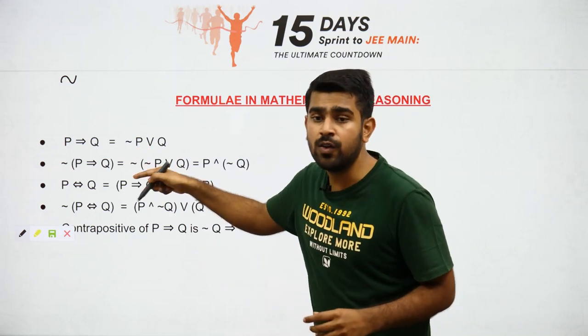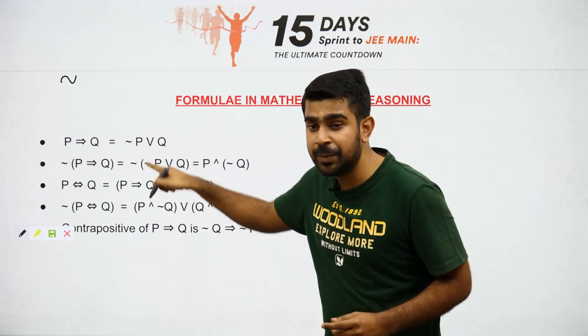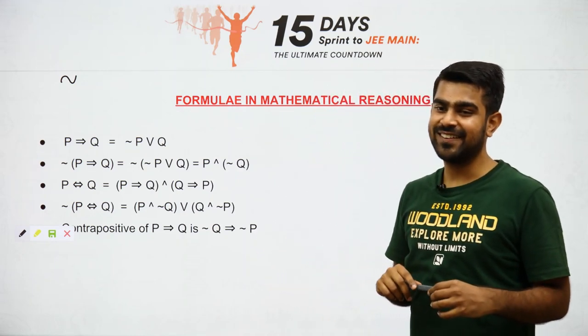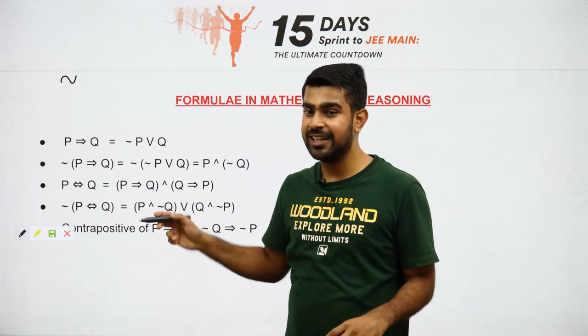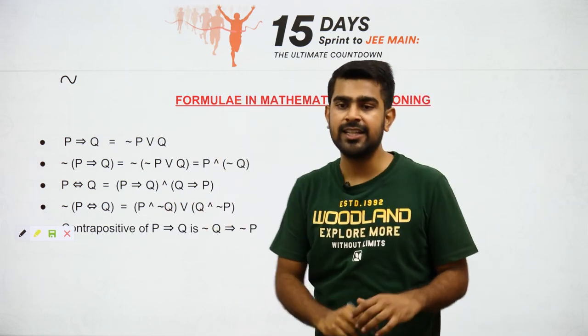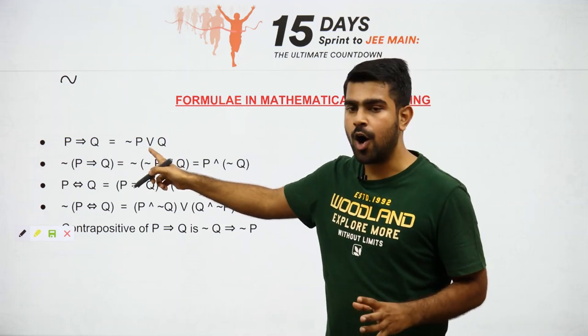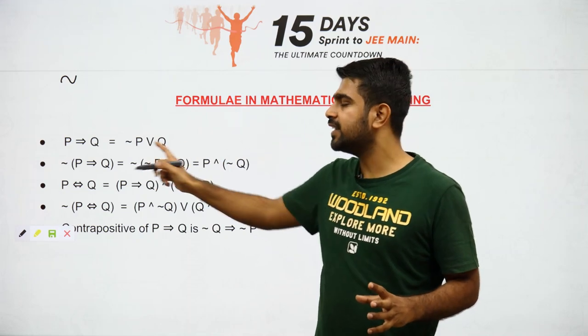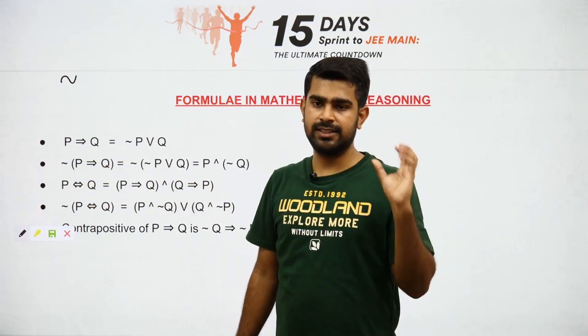So this is negative of P. And what is this symbol? V is or. And the other one, the up arrow symbol, is nothing but and. So it is going to be negative P or Q. That is the interpretation of the conditional statement.